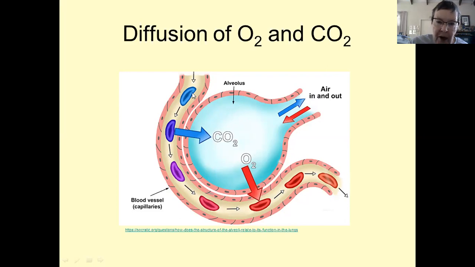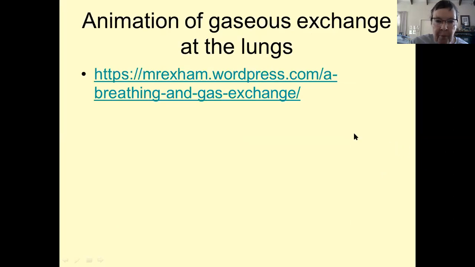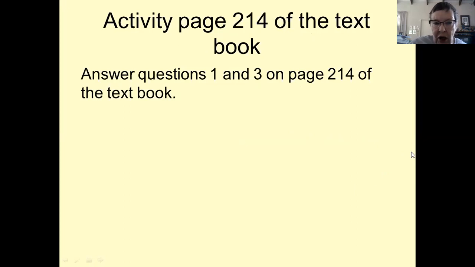And what is happening is, as the blood flows past the alveolus, carbon dioxide is diffusing from the blood into the alveolar airspace, and oxygen is diffusing from the alveolar airspace into the blood. And so the blood becomes increasingly more oxygenated as it moves past the alveolus. Okay, so there is an animation. You can copy and paste that link and go to the animation that shows you breathing and gas exchange.